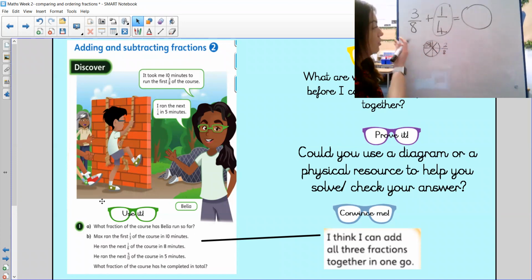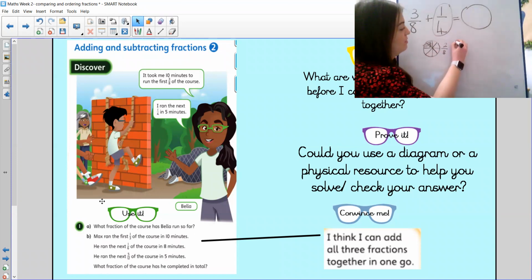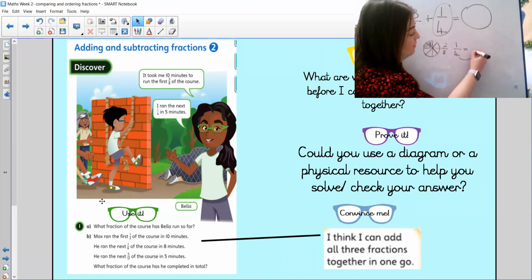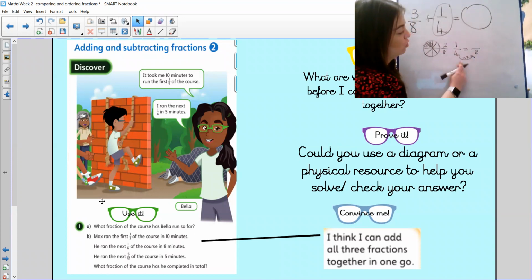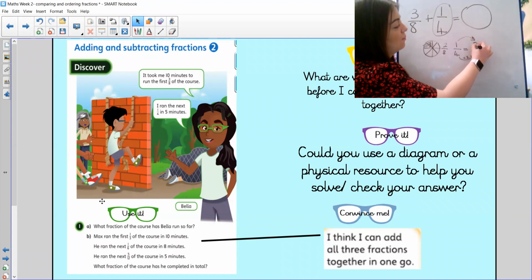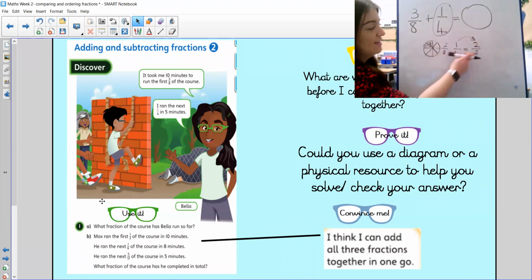Okay, but I could use my method to see what has happened to my parts using the relationships of those numbers. So 4 has got 2 times as many parts. I've doubled it to 8. So whatever I do to the bottom, I do to the top, which is 2 eighths, giving me the same answer.